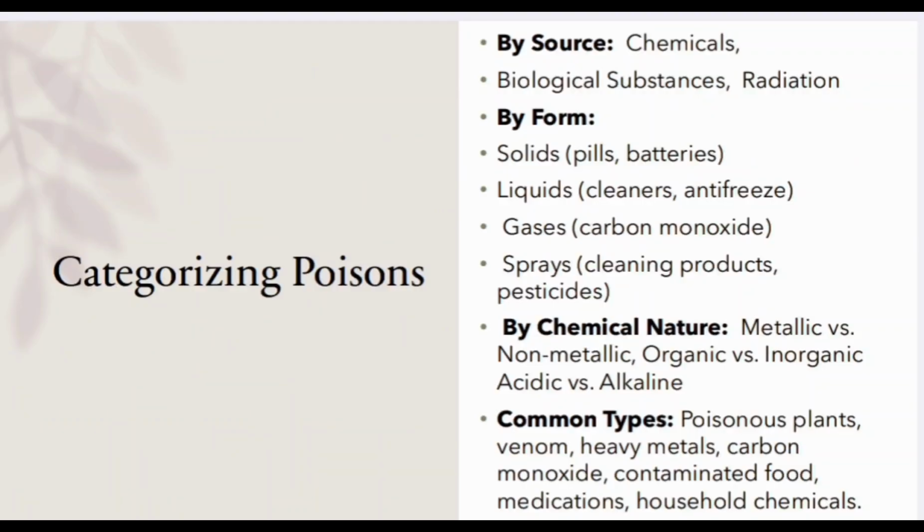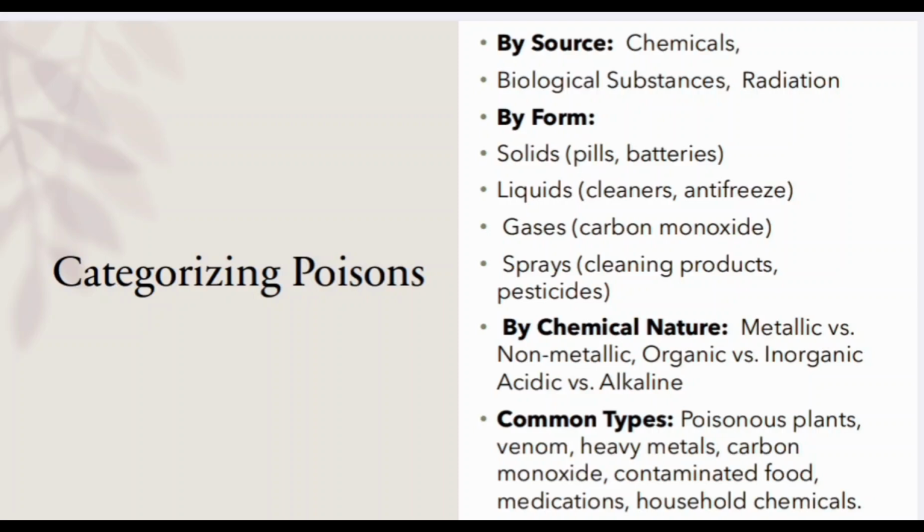Categorizing poisons. Here we have categorized the poisons by their nature, source and form. By source they are categorized into chemical and biological substances and radiation. These three sources are there for poison. Then by form, it may be in liquid form, solid form, gaseous form and spray form.